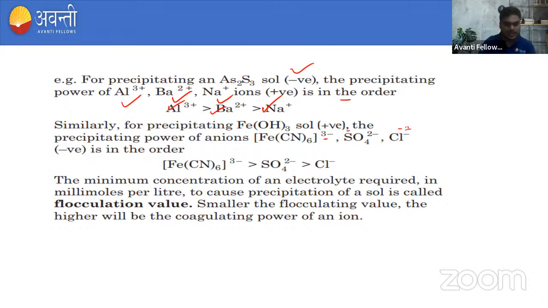Okay. So the minimum concentration of an electrolyte required in millimoles per liter to cause precipitation of the sol is called flocculation value. Smaller the flocculation value, the higher will be the coagulating power of an ion, right? So this is how you will actually calculate.